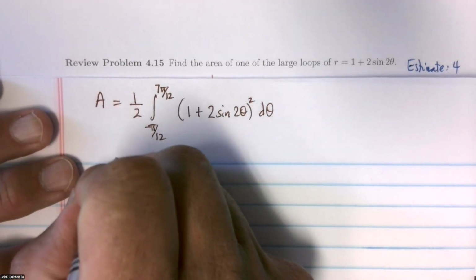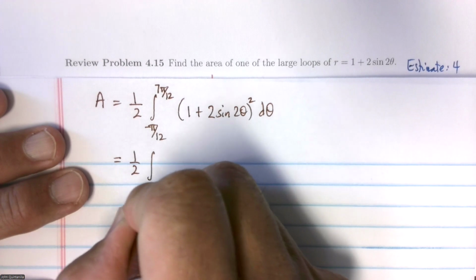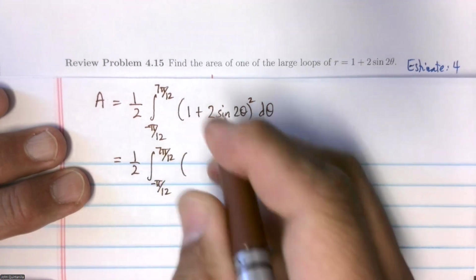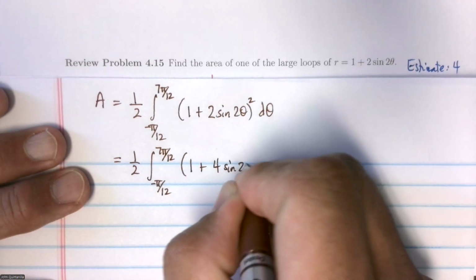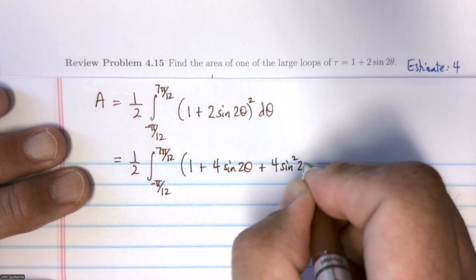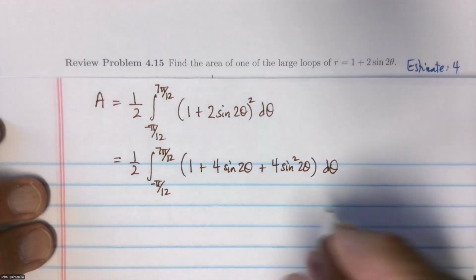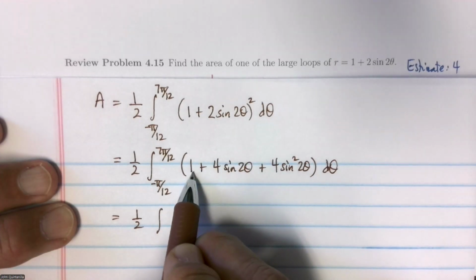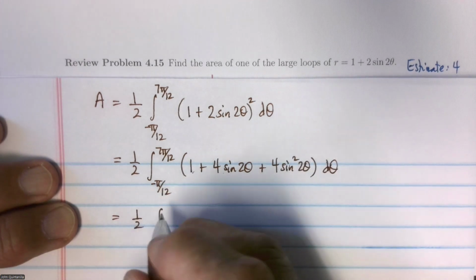So equals 1/2 integral from negative pi over 12 to 7 pi over 12 of 1 plus 4 times the sine of 2 theta plus 4 times sine squared of 2 theta d theta. Okay, now I can certainly integrate 1. I can certainly integrate 4 times sine theta. For sine squared, I ought to use a trig identity first.